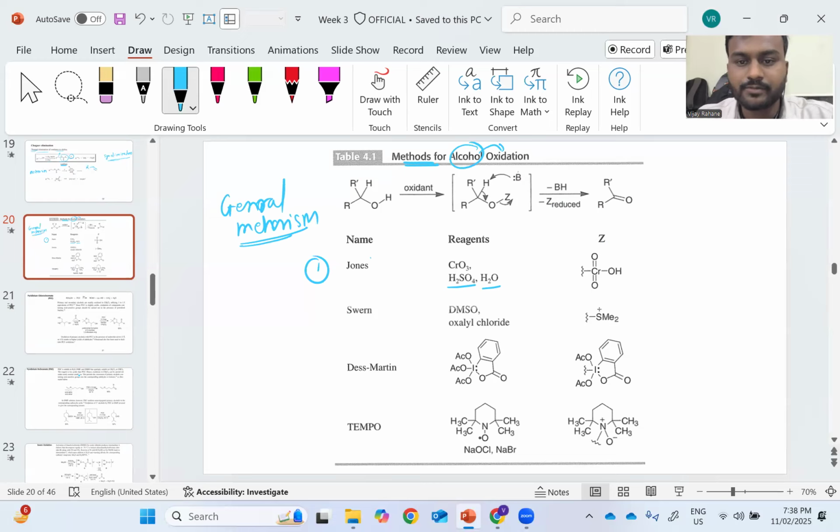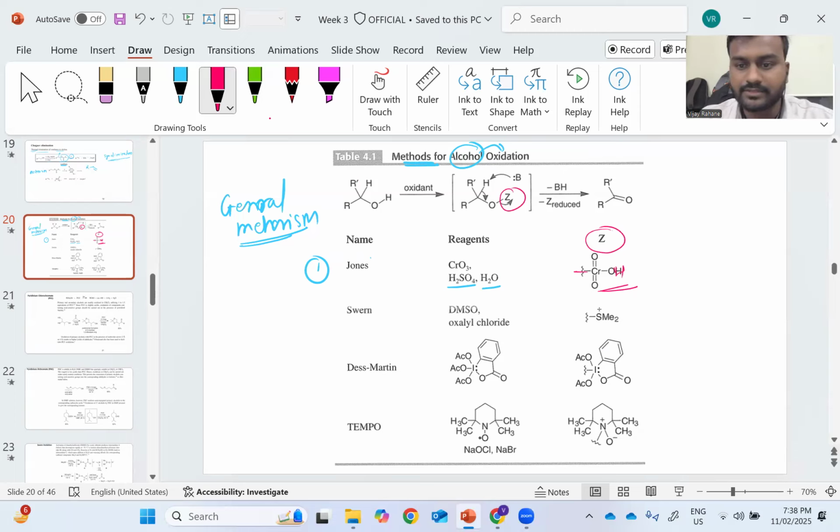In this case, this group you can refer to not as a B group, but as group Z. This Z group, in the case of Jones reagent, will be the chromic acid group, CrO3H. The base abstracts the proton, and the electron pair of the carbon-hydrogen bond shifts to form the carbon-oxygen double bond, and the electron pair between oxygen and the leaving group goes away with the leaving group.